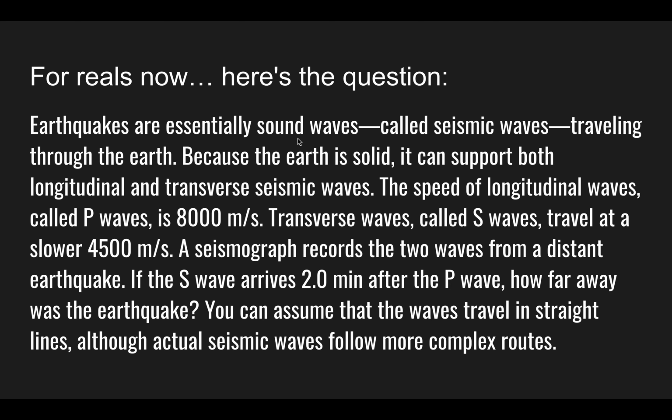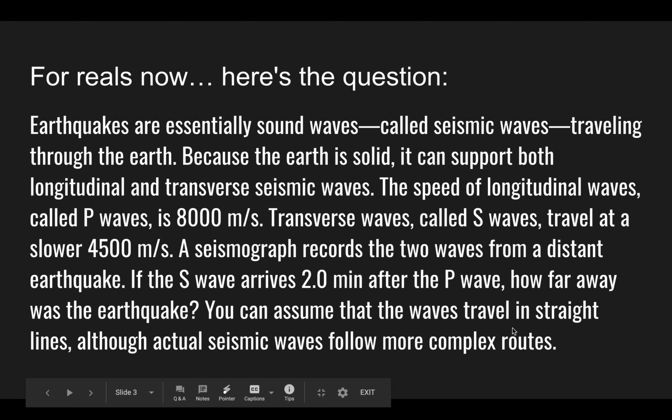So earthquakes are essentially sound waves. We're going to keep this in mind for the next slide. We call them seismic waves, and they travel through the earth. It's saying that the speed of the longitudinal wave, called P waves, is 8,000 meters per second. Transverse waves, called S waves, travel at 4,500 meters per second. And a seismograph records the two waves from a distant earthquake, and it's saying if the S wave arrives 2 minutes after the P wave, how far was the earthquake? And it's saying you can assume that the waves travel in a straight line, although actual seismic waves follow more complex routes. Ignore that last sentence, it's just going to confuse you.